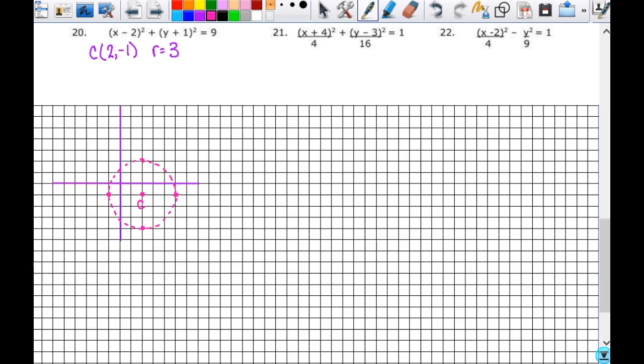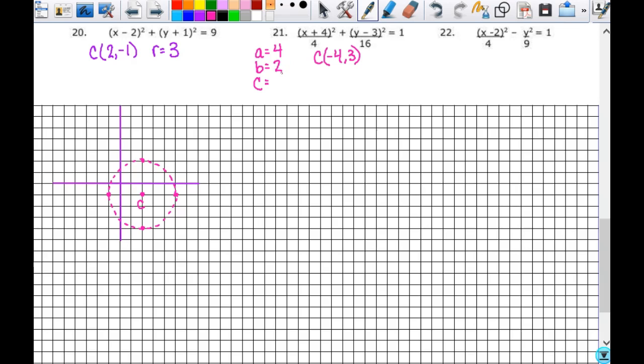All right. Then here, I've got the x squared and the y squared, different denominators, so it's not a circle. This is addition, so it's not a hyperbola. This is an ellipse. So in order to figure that out, I need A, B, and C, and I need the center point. So my center here is negative 4, 3. Okay, so for an ellipse, A is always the bigger one, so this is A squared, which means A is 4, B is 2, right?